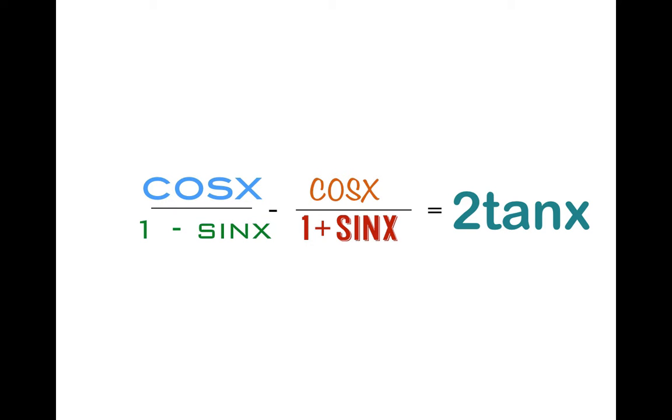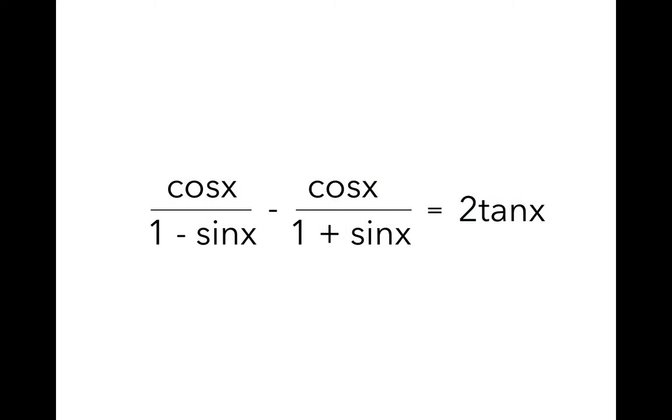For Algebra 2, we're looking at trig identities, and we're proving this particular equation right here. We have cosine x over 1 minus sine x, minus cosine x over 1 plus sine x, equals 2 tangent x. Alright, so let's begin to work this out.